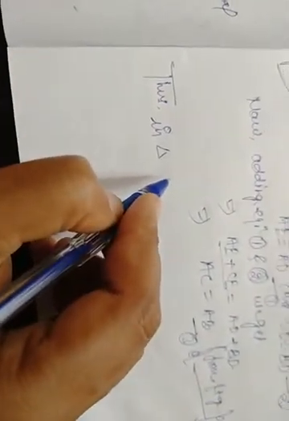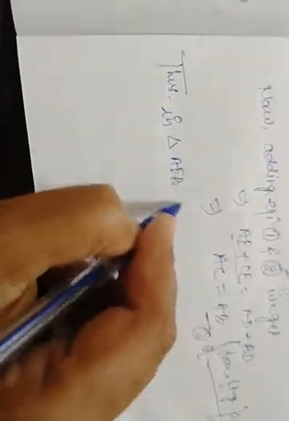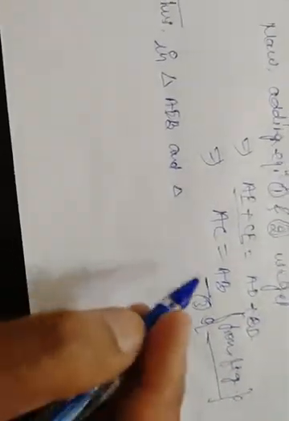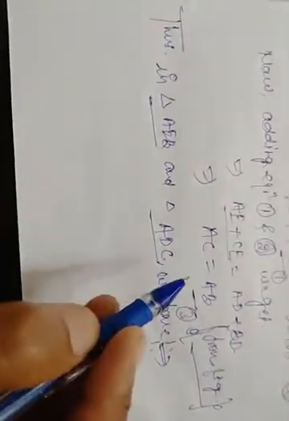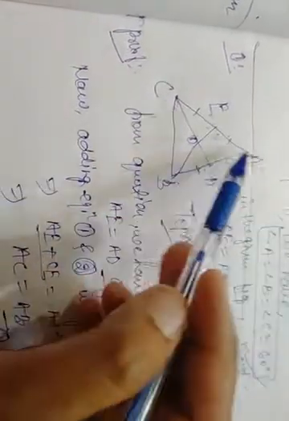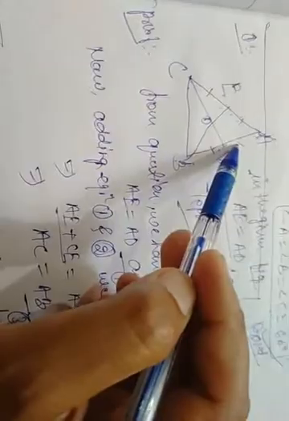Take this as equation number 3. Now, in triangle AEB and triangle ADC, we have AE is equal to AD. That is given.